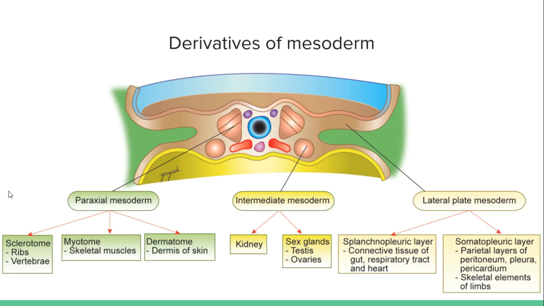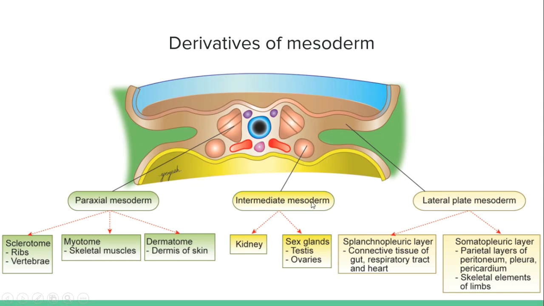So these are the derivatives of mesoderm. We have the paraxial mesoderm, this one here, which is divided into the sclerotome, which forms ribs and vertebrae, the myotome, which forms the skeletal muscles, and the dermatome, which forms the dermis of the skin.